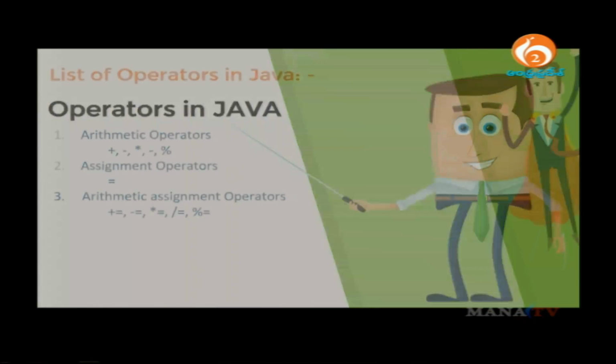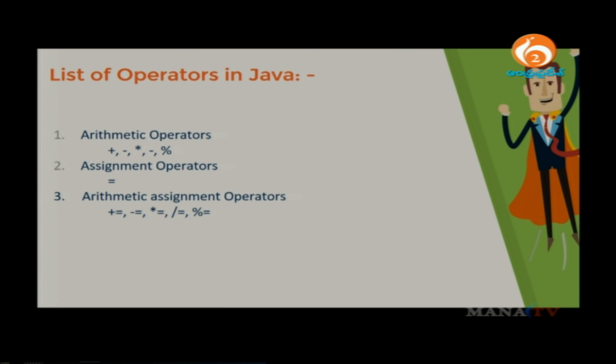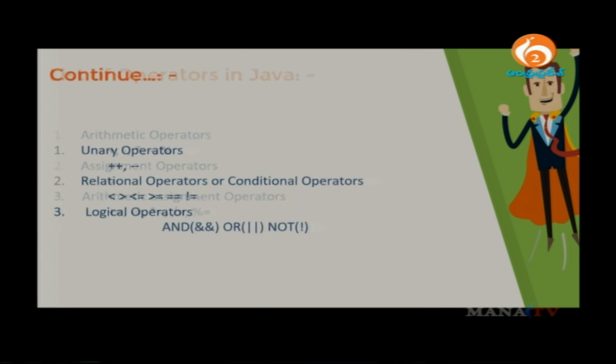Let me quickly go to our slides and what we have been learning. We have already learned arithmetic operators, assignment operators, and arithmetic assignment operators, and yesterday unary operators were also done. Today we are going to learn about relational operators and conditional operators. Along with that, we will also finish some logical operators.